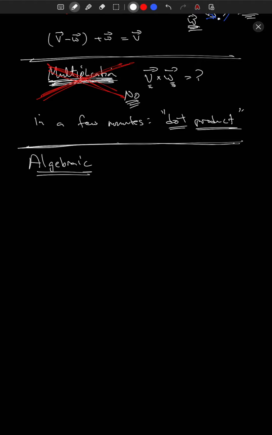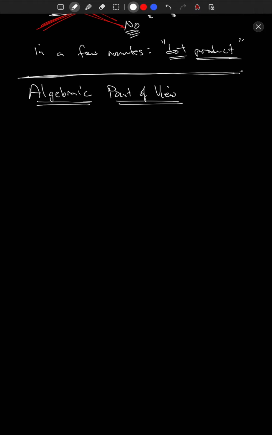So our next step is to talk about the algebraic point of view. We're going to talk about exactly the same stuff, addition and scalar multiplication, except from an algebraic point of view, which will allow us to actually do computations in a typical setting, or in a setting where we don't have pictures.